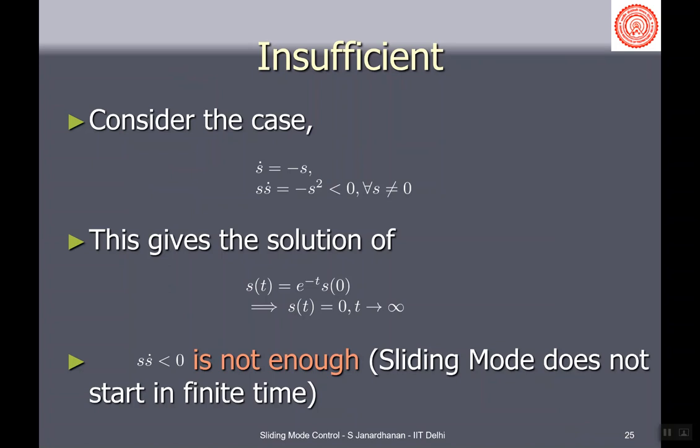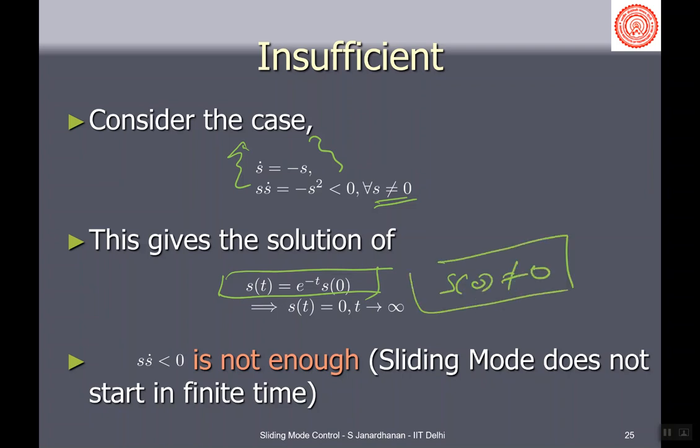So let us have a control that ensures that S dot is minus S. Of course S S dot is minus S square, which is definitely less than 0 for all non-zero values of S. Actually this being a first order differential equation, you can solve it. So what you end up with as a solution is S of t equals e to the minus t times S of 0, and of course S of 0 we have to assume not equal to 0, or else it starts from the sliding surface itself, which is not very exciting.